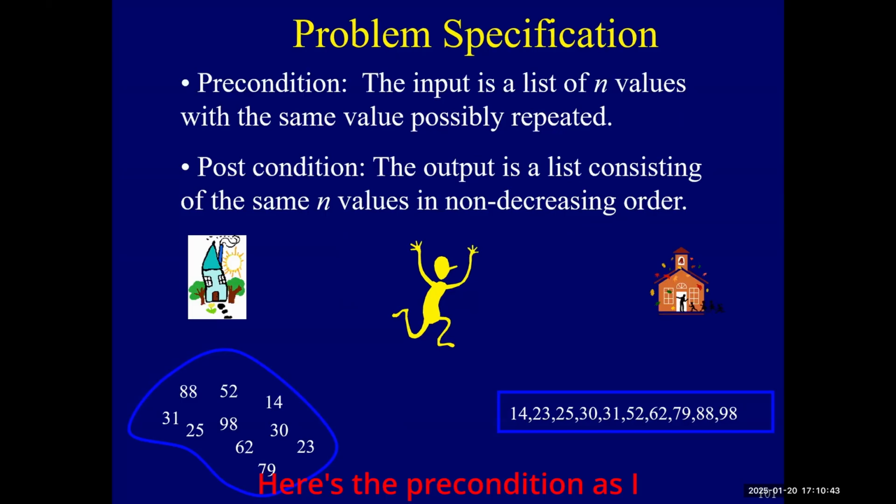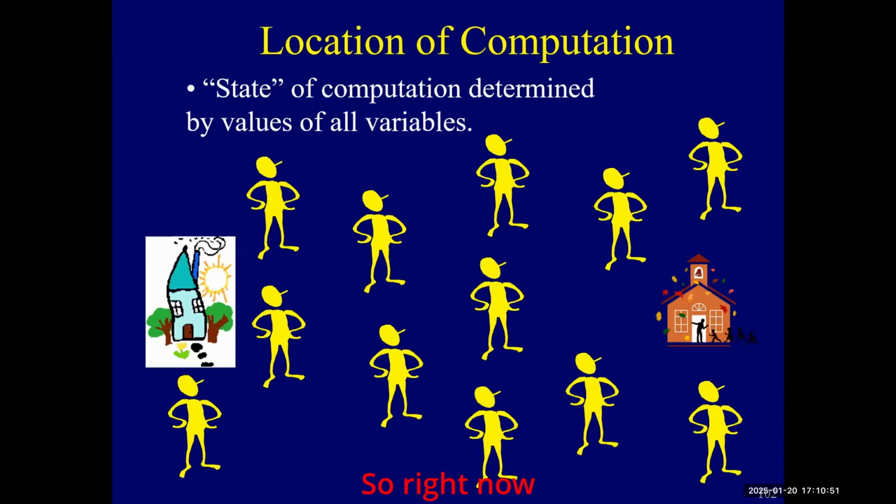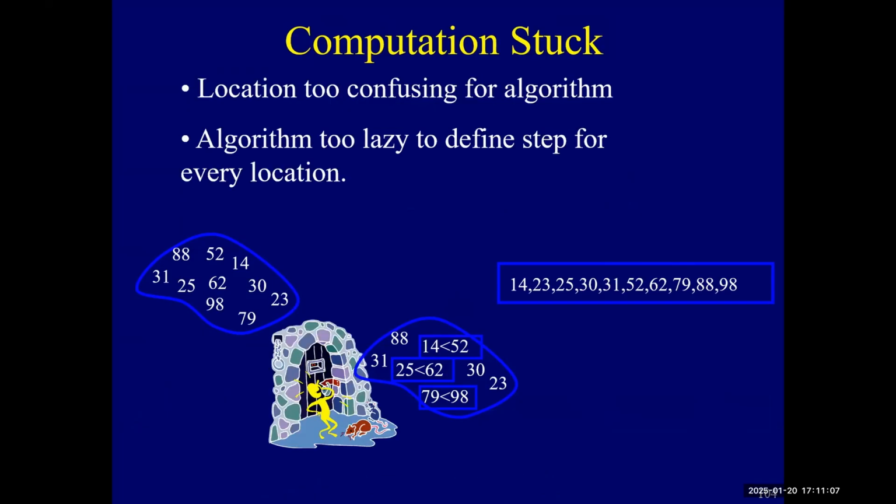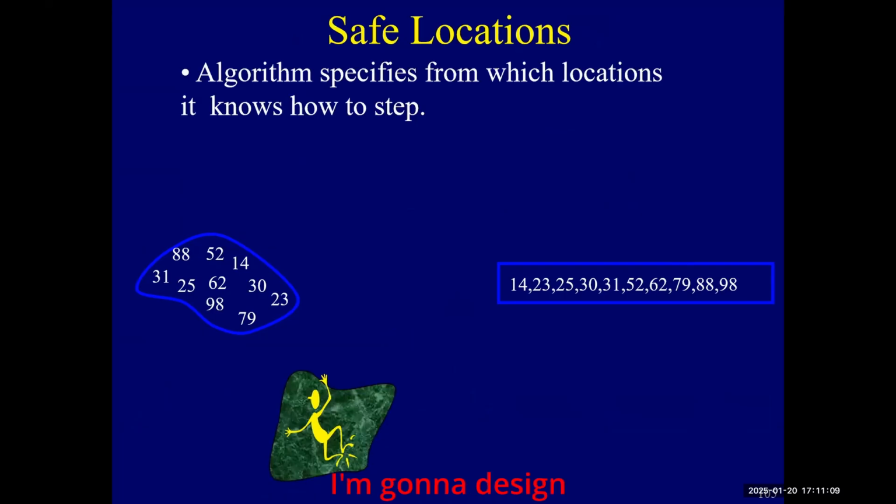Here's the precondition: I have a set of numbers. Postcondition is they're sorted, same numbers, right? So right now in the middle, where am I? What do I know in the middle? Maybe I know some weird facts, right? What am I going to do with these weird facts? I don't know. That's too weird. So instead, I'm going to design a loop invariant. What do I want to be true in the middle?